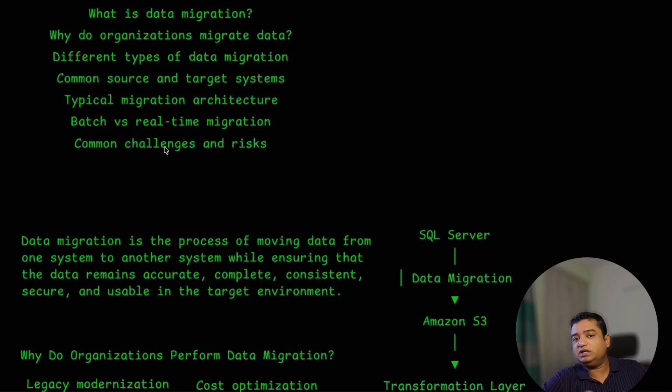So data migration, don't think data migration is just copying the tables' data, copying the database data and moving it into a different database. That is not going to work. Data migration is a process of moving data from one system to another system while ensuring that the data remains accurate, complete, consistent, secure, and usable in the target environment. You can have database to database migration, you can have an application migration. So data migration involves multiple things. It's not straightforward, just copying the data. Your data should be meaningful when it is getting migrated to another system or another database, and it should be usable from the business point of view. Fine. So we'll look into everything in detail.